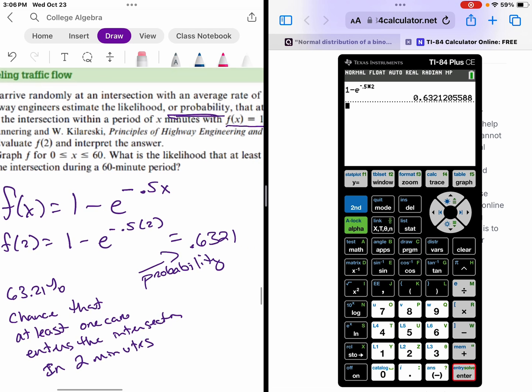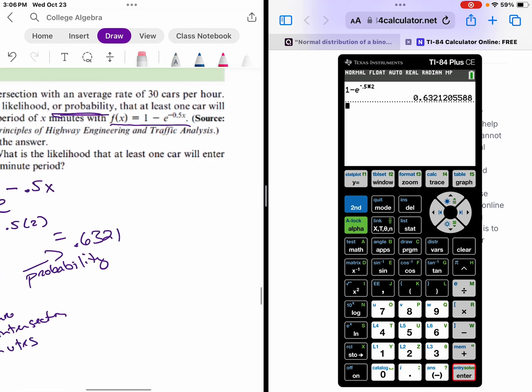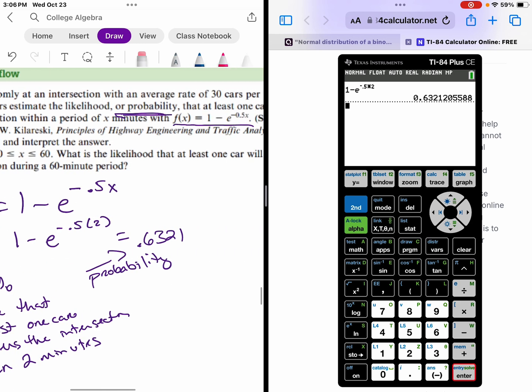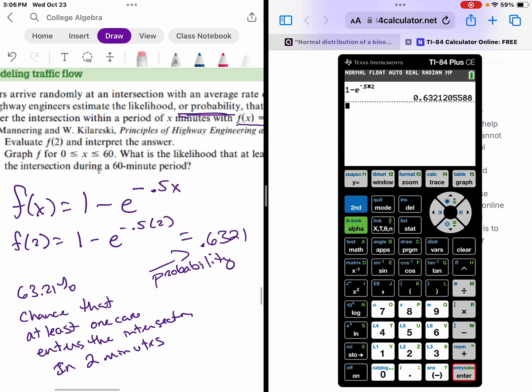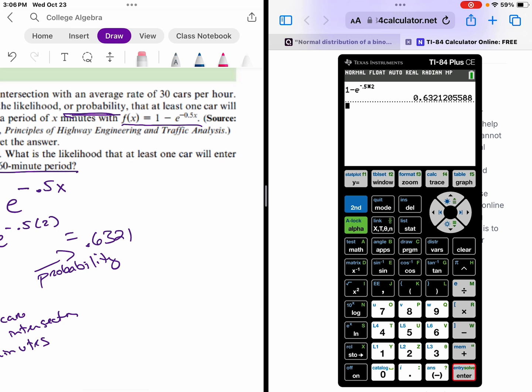The next part says they want you to graph it, and they ask what is the likelihood for at least one car that will enter the intersection during a 60-minute period. Okay, so they asked us to graph. They didn't ask us to plug it in. So let's go to the graph. So y equals, and then we're going to type in 1 minus second ln, and then it's negative 0.5, and then it's just an x. It just wants us to graph it. And then I'm going to hit graph.